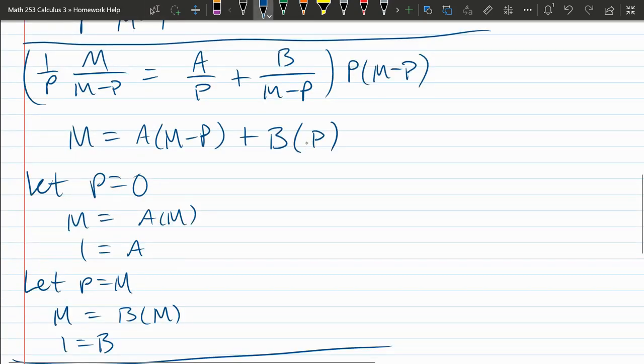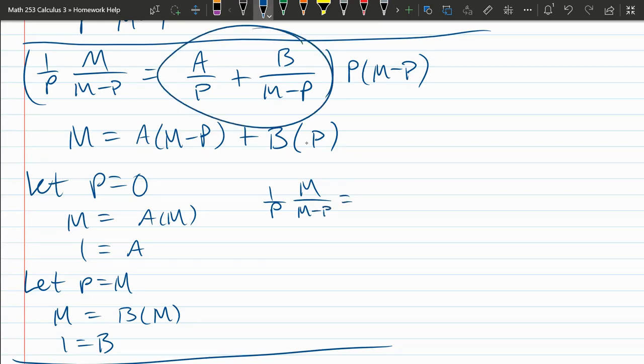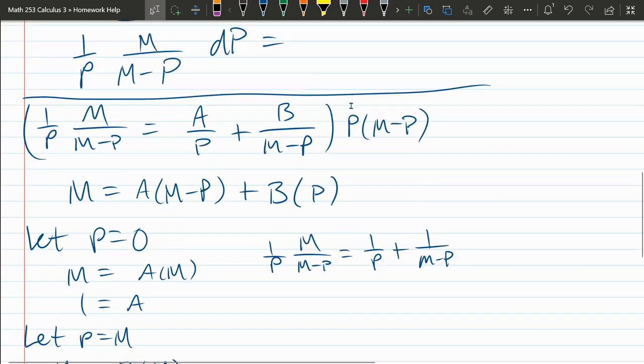And I'm going to write the final result we got. 1 over p times m divided by m minus p equals, now I'm rewriting these with just a 1 for a and a 1 for b, 1 over p plus 1 over m minus p.